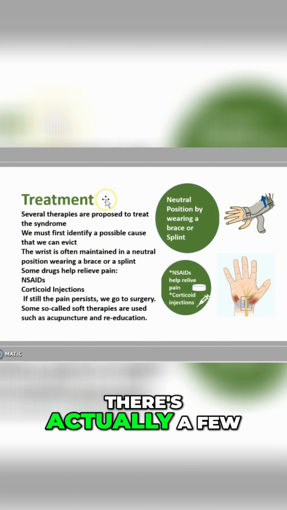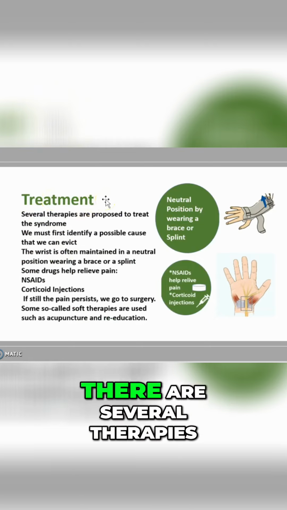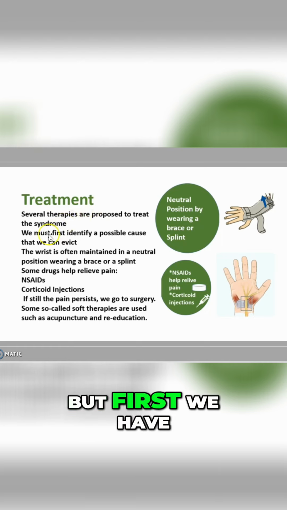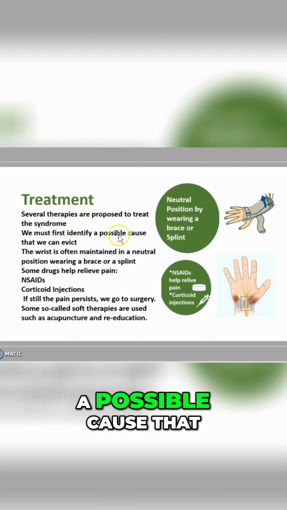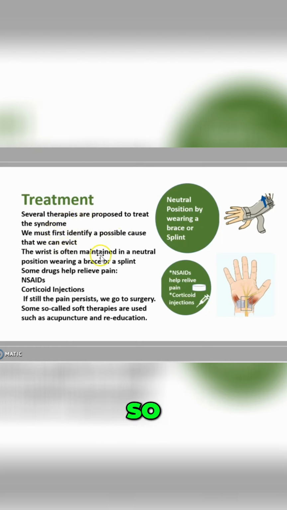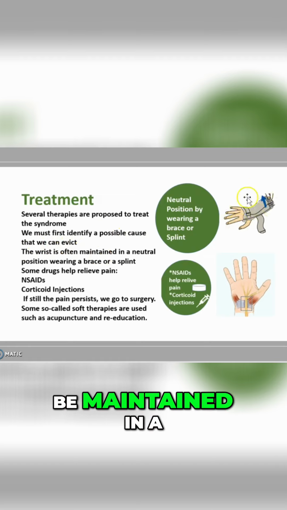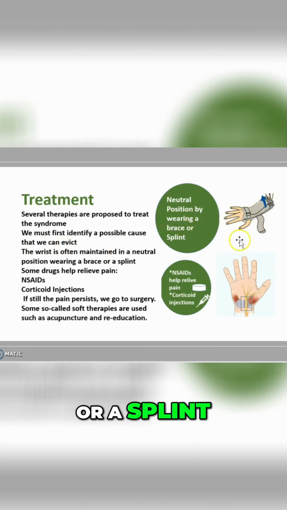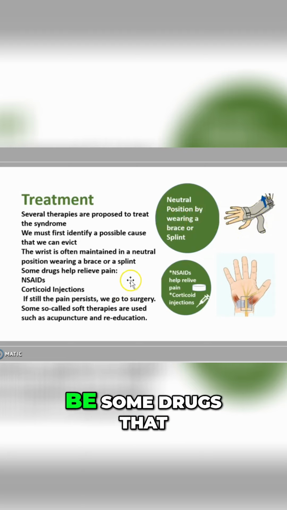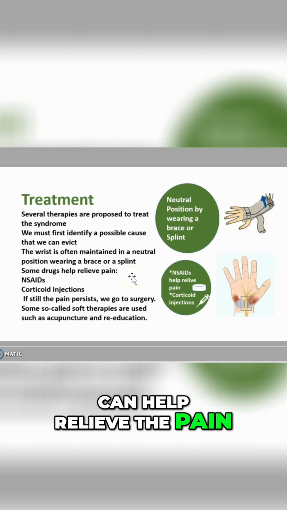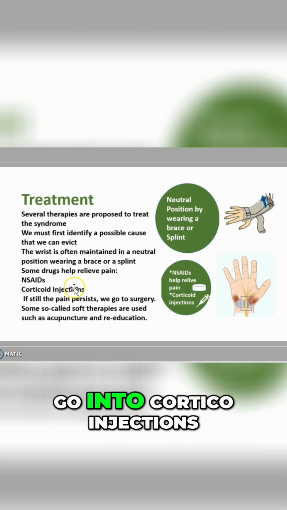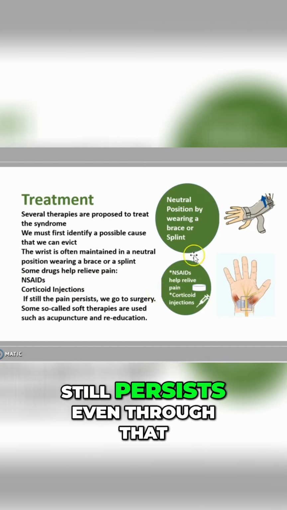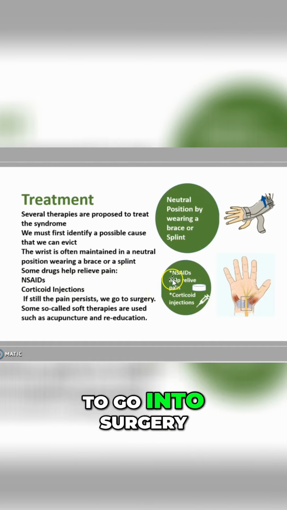So there are actually a few ways you could treat this. Now, there are several therapies that are proposed to treat the syndrome, but first we have to identify a possible cause that we can eliminate. So the wrist is going to be maintained in a neutral position by wearing a brace or a splint, and there are going to be some drugs that can help relieve the pain. If that doesn't work, then you want to go into corticosteroid injections, and if the pain still persists even through that, then you might want to go into surgery.